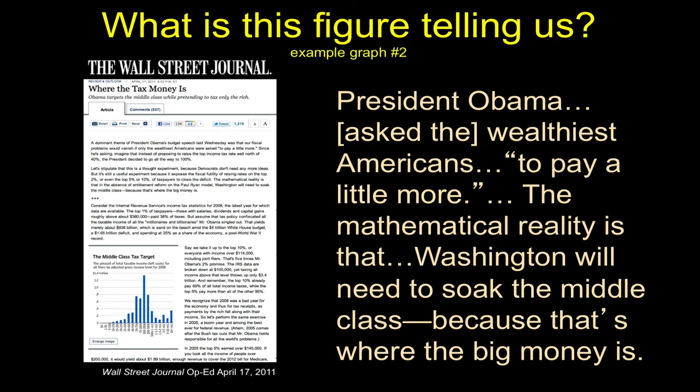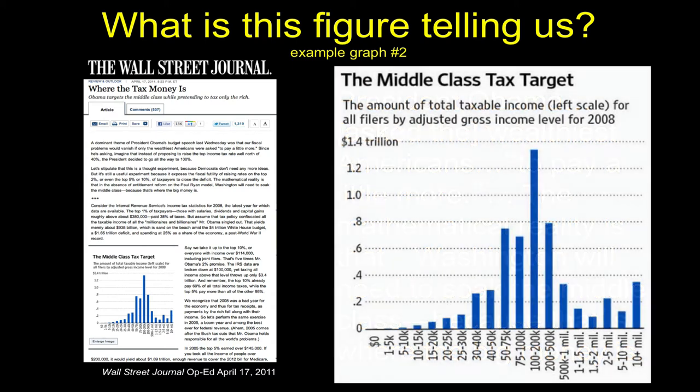Okay, so here's another figure. Why don't you guys tell me what this is trying to say? Talking about taxes on the middle class. Okay, tells us something about that. Well, John, what did you say? So the x-axis shows income. Right, income.